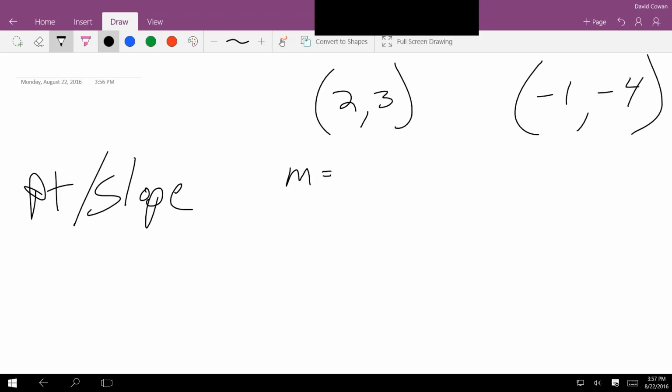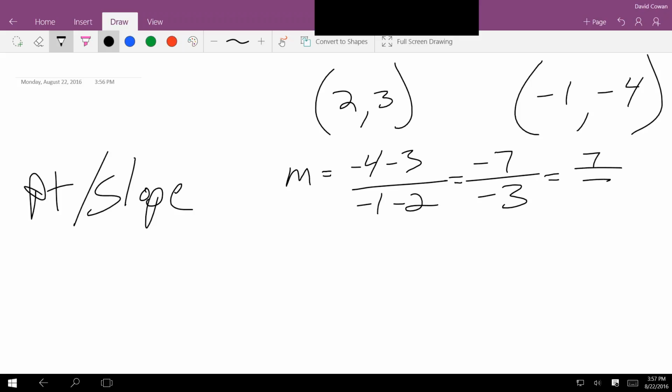So what's slope? y2 minus y1 over x2 minus x1. Tell me what the numbers are. Negative 4 minus 3 over negative 1 minus 2. Which is negative 7 over negative 3, which is 7 over 3.